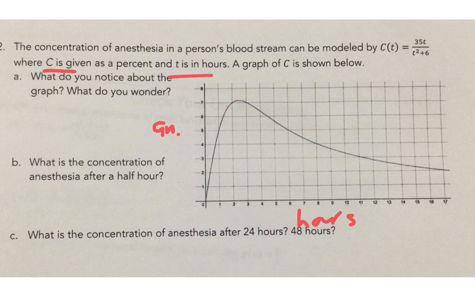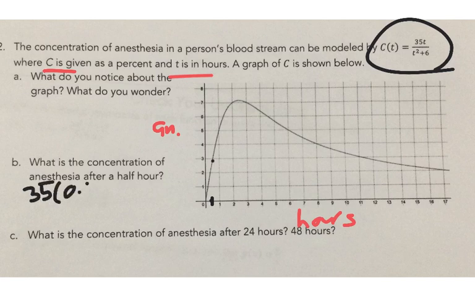B, what is the concentration of anesthesia after half an hour? So what's time going to be? Time's going to be 0.5. So from the graph, we can get an estimate. I would say it's going to be about 3. Right? That's just an estimate. But I could find exactly what it is by plugging in to the equation. So if I plug in, I'm going to get 35 times t, which is 0.5, over 0.5 squared plus 6.